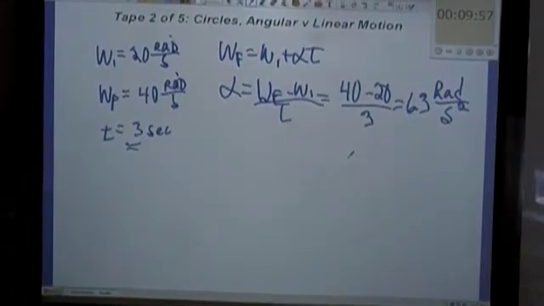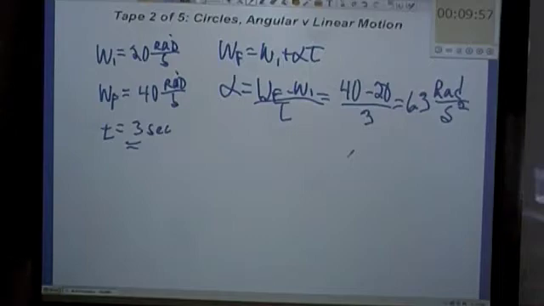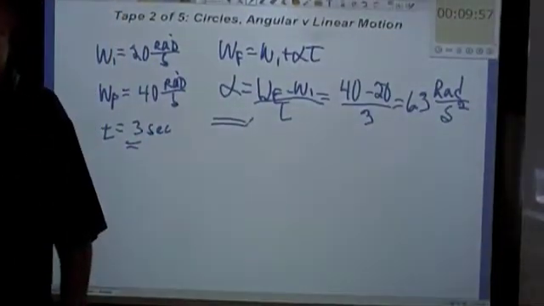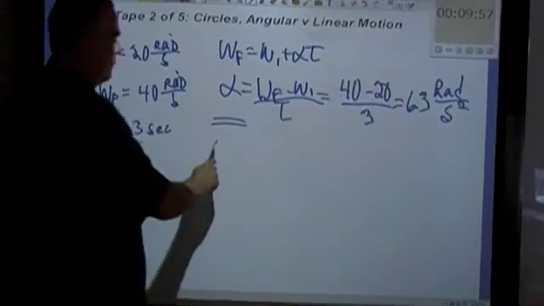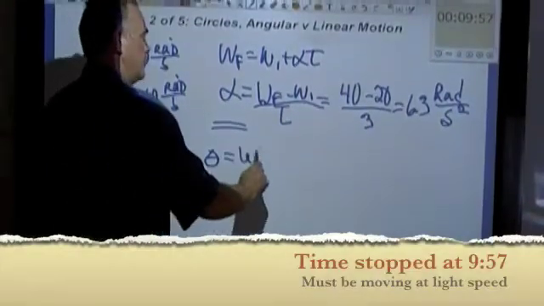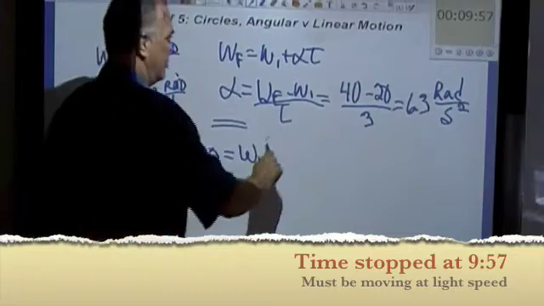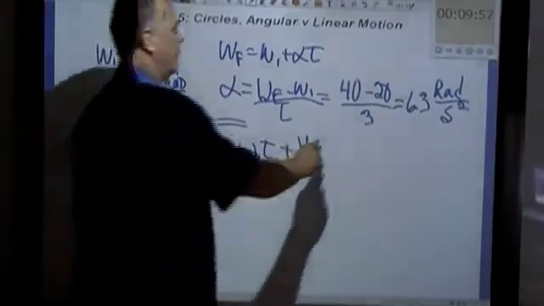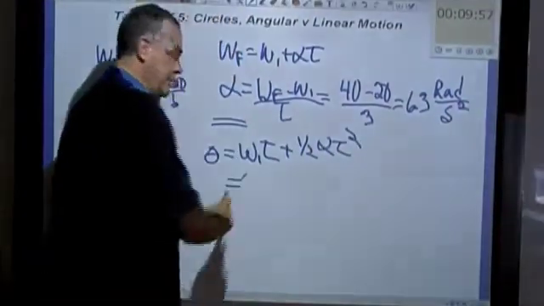If I was asking for the displacement in the linear world, what equation would you use? Vf squared equals Vi squared plus 2AD, or what's the other one? D equals Vi t plus 1/2 A t squared. Turn that into an angular equation. So in the angular one, theta equals Wi t plus half alpha t squared. So what's my angular displacement going to be?